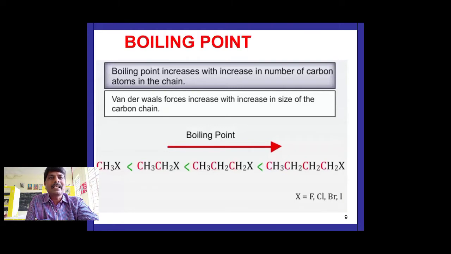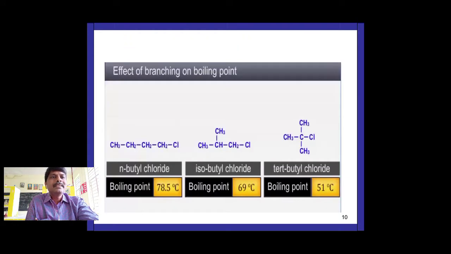Next, one more order is that it depends on arrangement. As the number of branches increases, you can see in this slide, the first one is n-butyl chloride. All carbon atoms are in a chain. The second one is isobutyl chloride. Here one branch is there. The next one is tertiary butyl chloride. Here two branches are there. So as the number of branches increases, boiling point decreases.